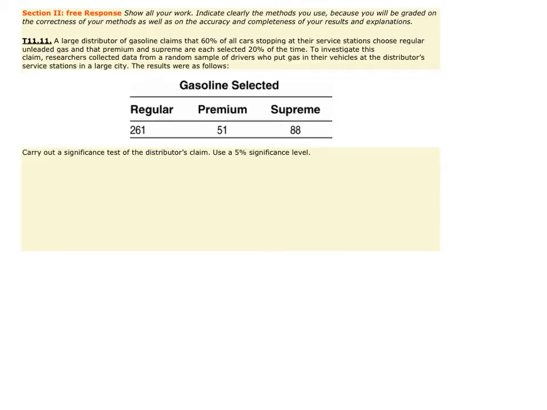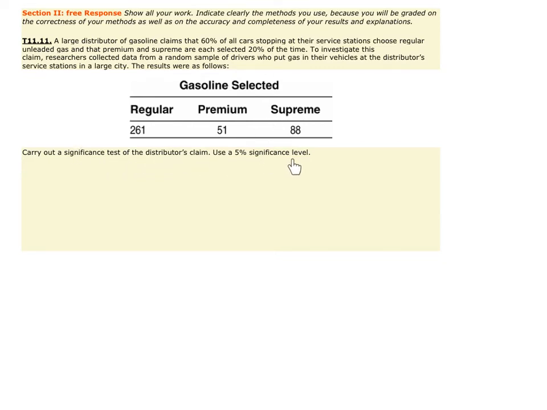Switching over to the free response. A large distributor of gasoline claims that 60% of all cars stopping at their service stations choose regular unleaded gas, and that Premium and Supreme are each selected 20% of the time. To investigate this claim, researchers collected data from a random sample of drivers who put gas in their vehicles at the distributor's service station in a large city. The results were as follows. Carry out a significance test of the distributor's claim.